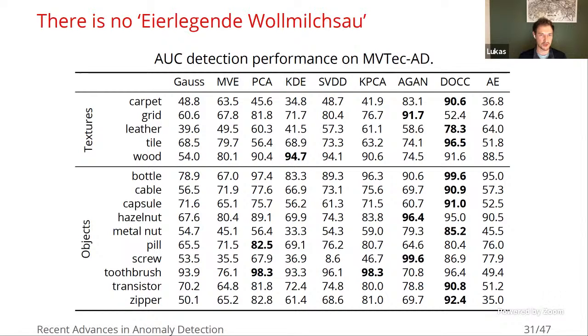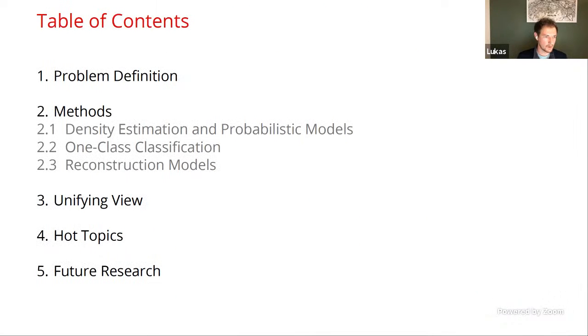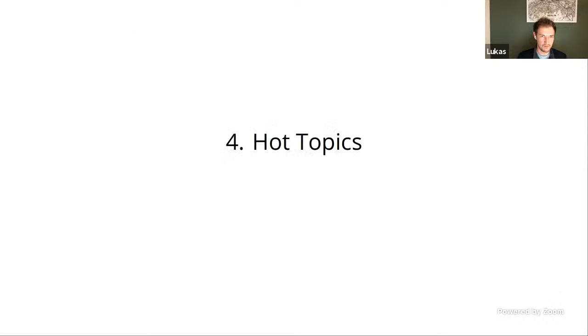And so here shown is detection performance on this MVTec anomaly detection data set, which are images from visual inspection for different types of objects or also textures. And we can see that no single method dominates over different ones. Okay, and now moving to some recent topics.